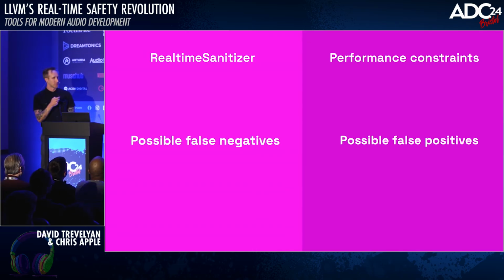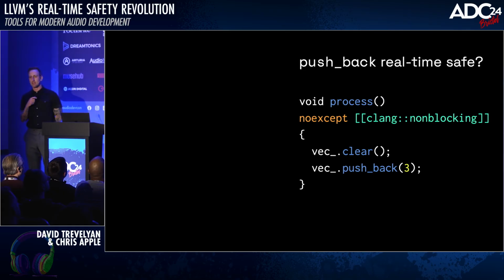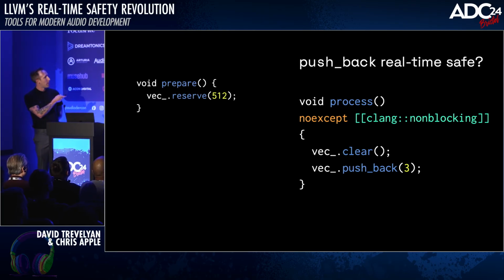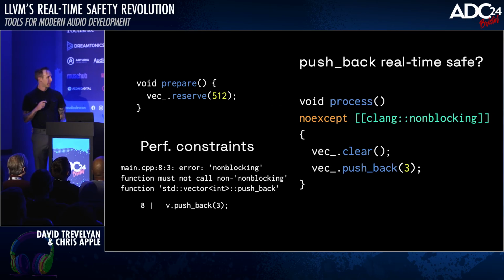And this is best illustrated with an example. So is std vector push back real-time safe? Is this code over here on the side real-time safe? The answer, to the more experienced among us, is it depends. What I didn't tell you is I called this code after calling this prepare to play method, where we reserved more than enough space in this vector to push back and clear it and push back and clear it. Everything's good. However, when we run this through the performance constraint system, it says the non-blocking function must not call non-blocking function std vector pushback.